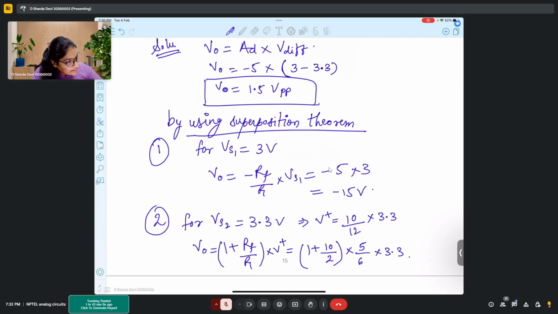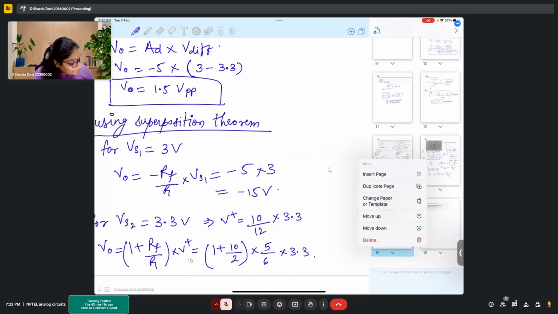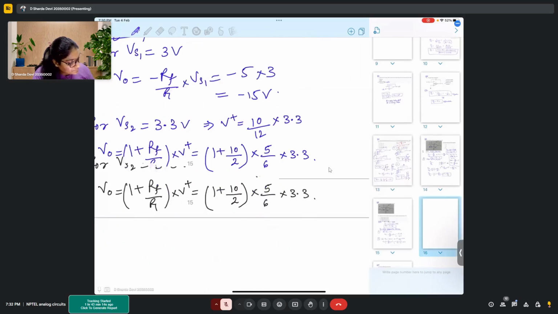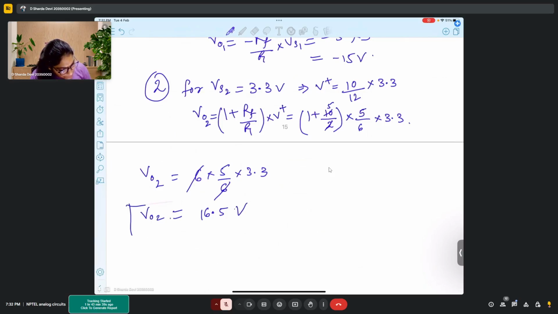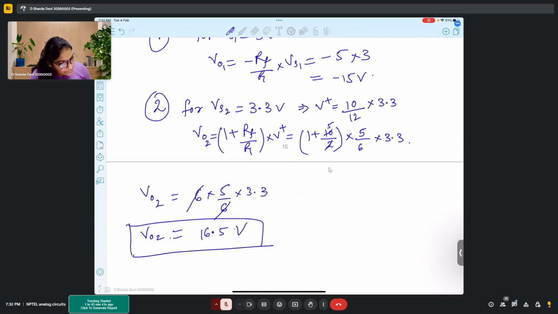So here we have V naught 1, V naught 2. So V naught 2 is 6 into 5 by 6 into 3.3. These two cancel. So 3.3 is how much? 16.5 volts we are getting from here, right?